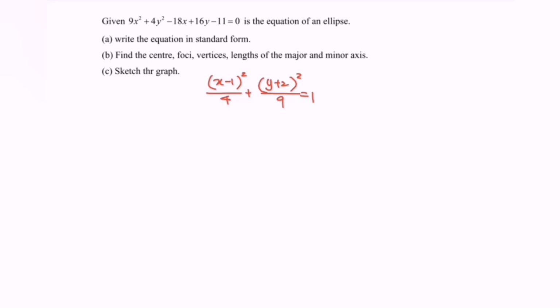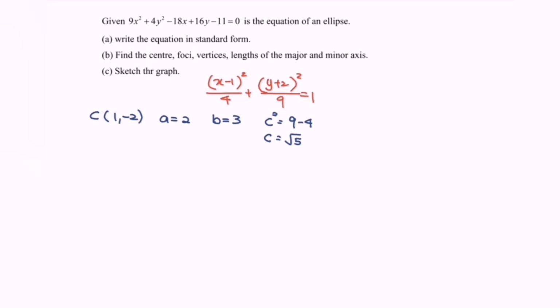Next, focus on part B, where we have to find the center. The center for the ellipse will be (1, −2). The value of a is equal to 2. The value of b is equal to 3. And the value of c will be equal to the square root of 9 − 4, so c will be equal to the square root of 5.